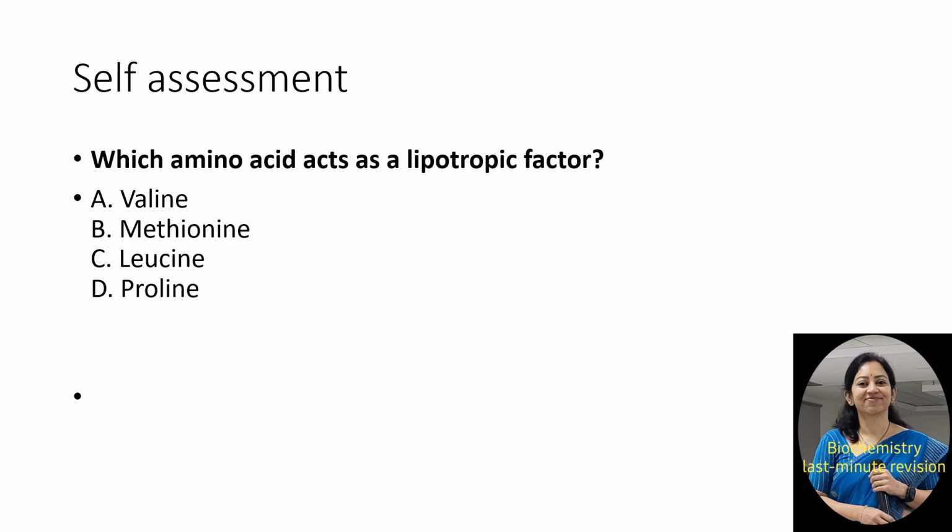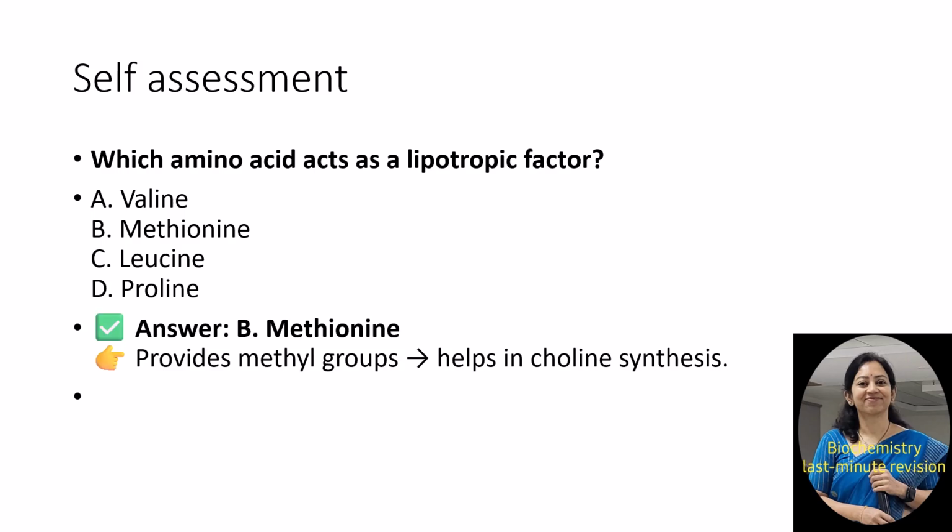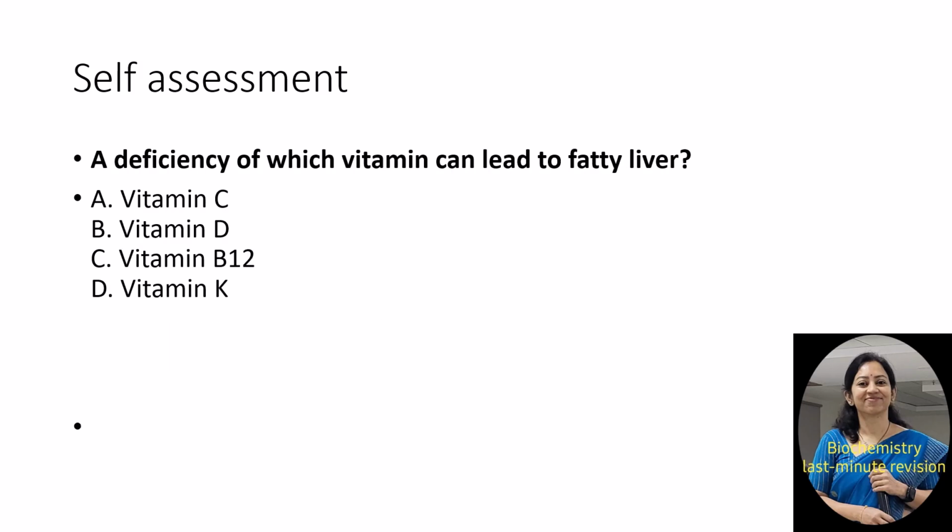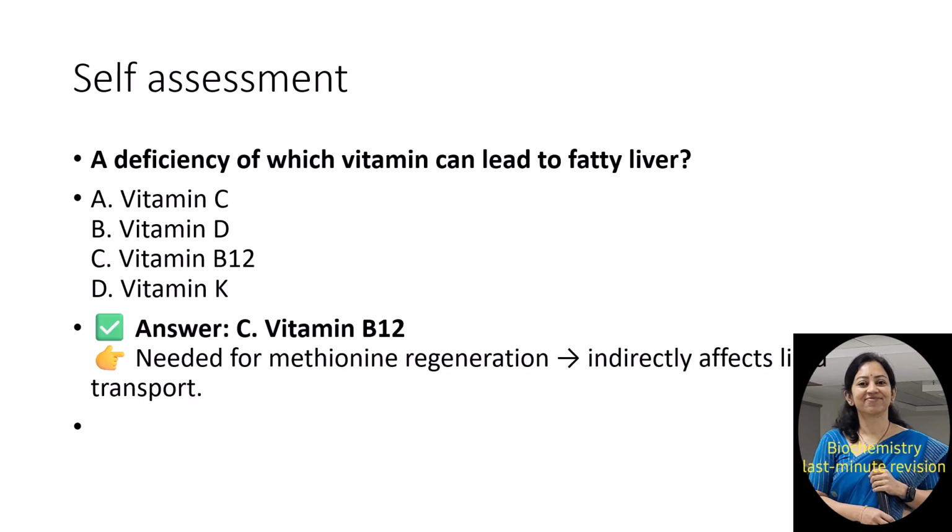Which amino acid acts as a lipotropic factor? It's mainly methionine. It provides a methyl group and helps in choline synthesis. Deficiency of which vitamin can lead to fatty liver? It is B12, because we know B12 is required for conversion of homocysteine to methionine. So indirectly it affects lipid metabolism.